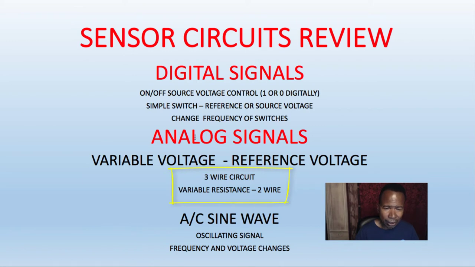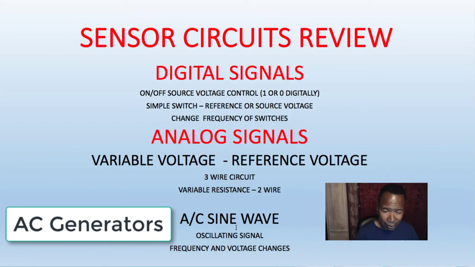So an analog signal is a variable voltage. It's a 3-wire sensor, like a TPS or a MAP sensor. It's variable resistance. That's a 3-wire sensor that has power, signal, and ground. It's a variable analog DC volts. You've got analog AC volts.